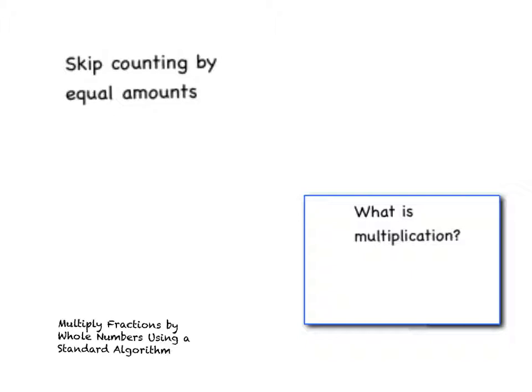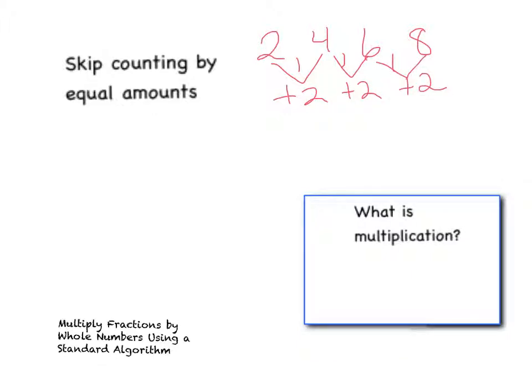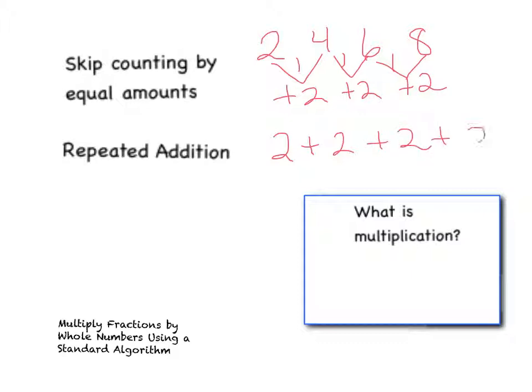Now, if we had whole numbers and we skip counted by, let's say, the number 2, we would count plus 2 every time. So that would be 2, 4, 6, 8, and so on. In other words, each time we would gain an additional 2. We can also say multiplication is repeated addition. That would be if we were to repeatedly add 2. 2 plus 2 plus 2 plus 2, kind of like in our skip counting above.